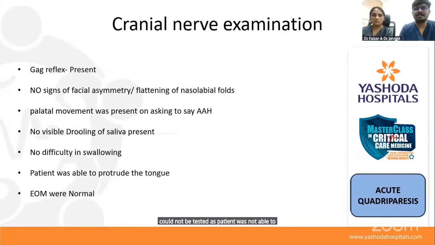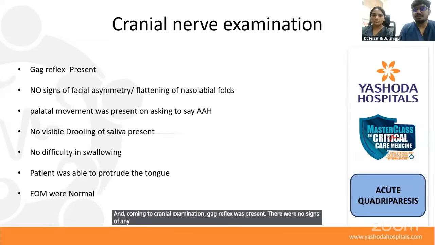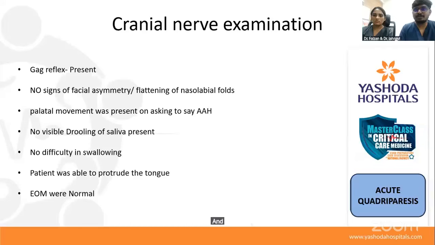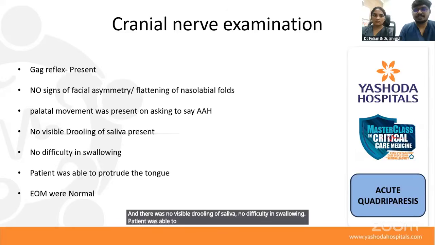Gait could not be tested as the patient was not able to get up. Coming to the cranial nerve examination, the gag reflex was present. There were no signs of any facial asymmetry, and no loss of nasolabial folds. Palatal movement was present on asking the patient to say ah, and there was no visible drooling of saliva and no difficulty in swallowing. The patient was able to protrude the tongue without any deviation, and external ocular muscle movements were also normal.